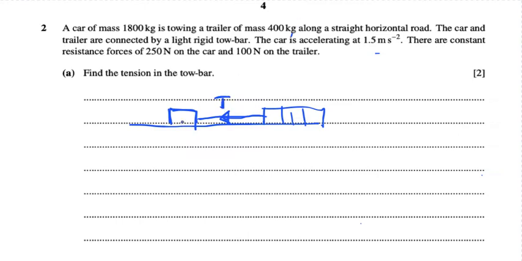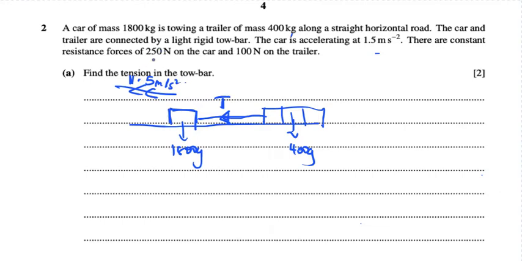Okay, the car has a mass of 1800, and the trailer has a mass of 400. The g means acceleration due to gravity, so it is weight, and the car is accelerating, so it is moving that side at 1.5 meters per second squared.